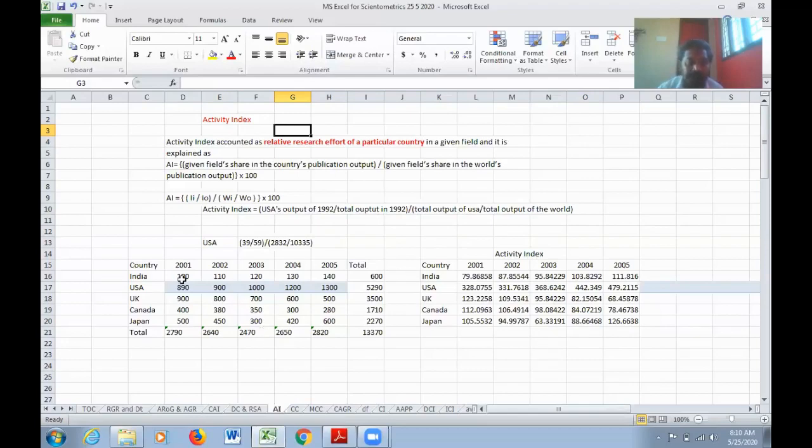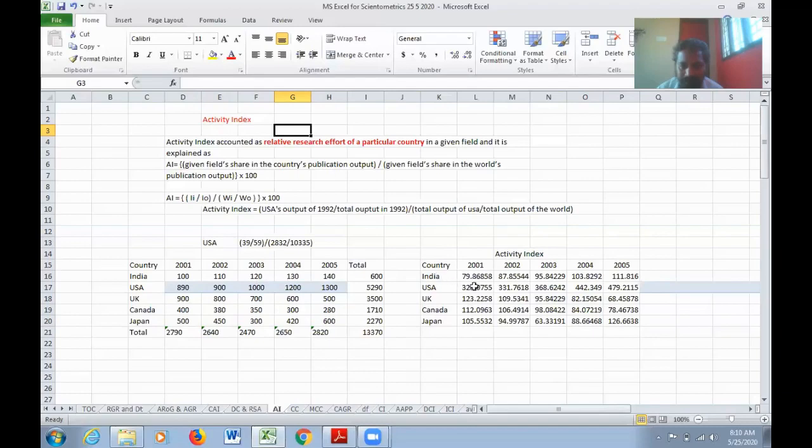Here I have given the individual country contributions of 5 or 6 countries from 2001 to 2005. There is the total contribution of each country. India has 600, US has 5 to 9, something like that. Here I'll tell you how you can calculate the activity index for each and every country for every year. If you take India, the output slowly goes up: it started from 100, 110, 120, 130, 140. So relatively, the contribution of India in this particular field towards the world research output is increasing.